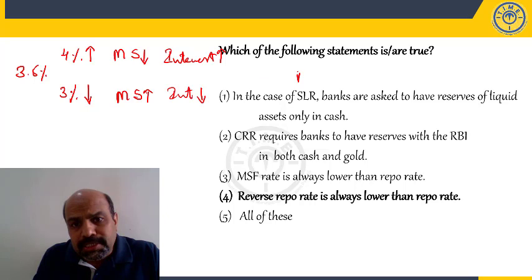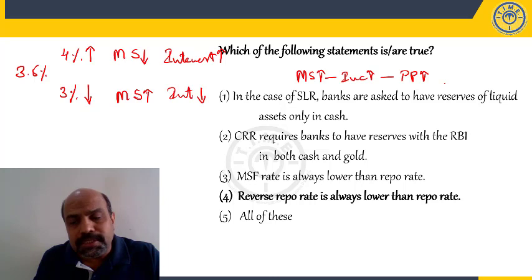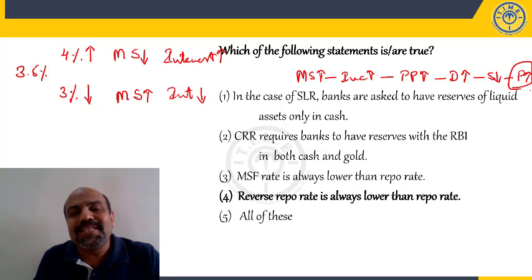When money supply increases, people's incomes also increase. When people's incomes increase, their purchasing power also increases. When purchasing power increases, their demand for goods and services increases. But when demand is not matched by supply, prices increase. This is inflation. Let me repeat.